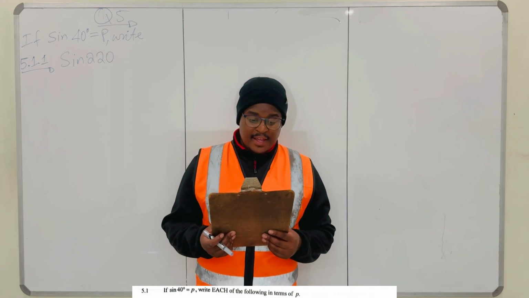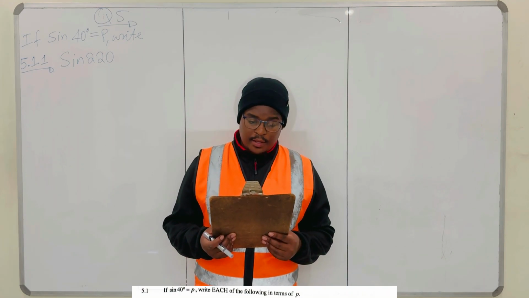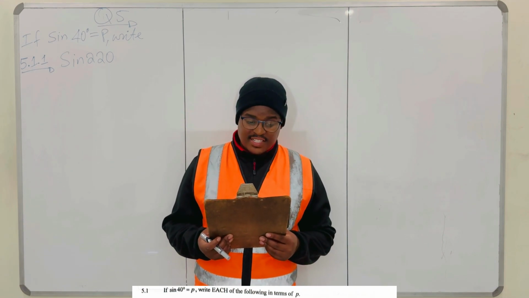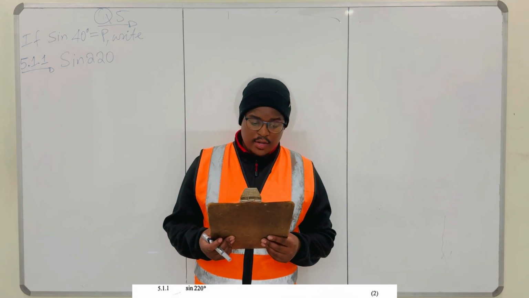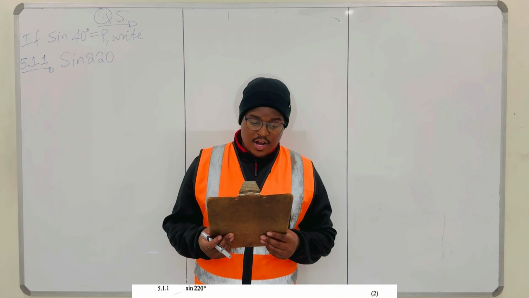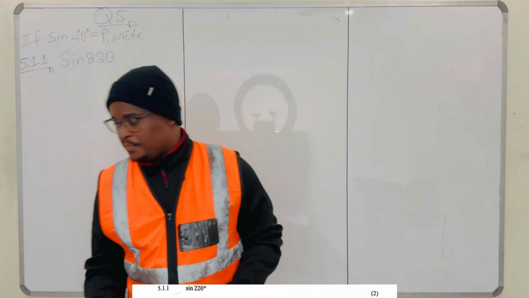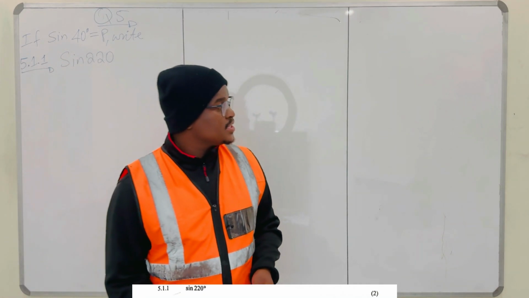5.1. If sine 40 degrees is equal to P, write each of the following in terms of P. For example, at 5.1.1, you want to write sine 220 degrees in terms of P. No problem. So how do we approach this?